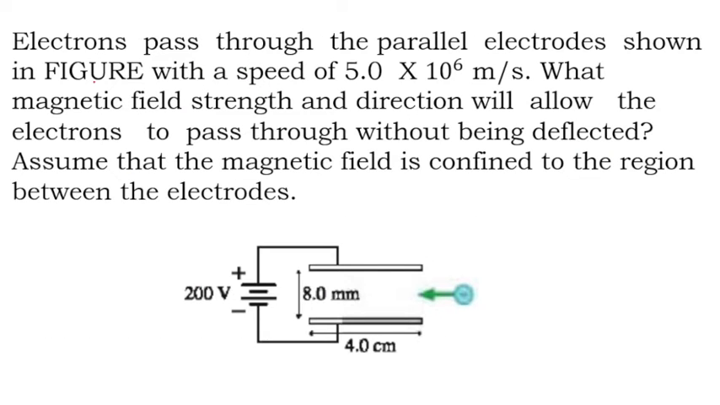The next question says that the electrons pass through the parallel electrodes in the figure with this speed. So the speed is given to us. What magnetic field strength and direction will allow the electrons to pass through without being deflected?